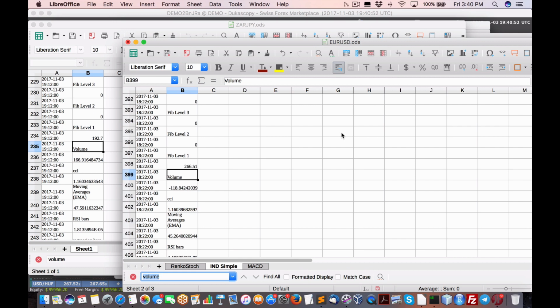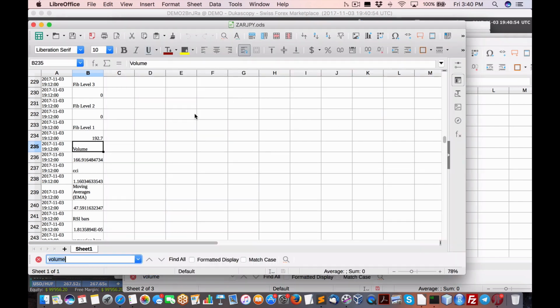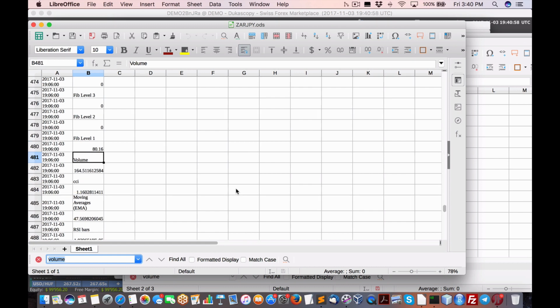So let me just make sure I'm not seeing any trickery here. Yeah, it looks like there is very little. Now, when I looked at the open interest of the bar data, it was very low. I put up a video on that in the past. That is quite odd.